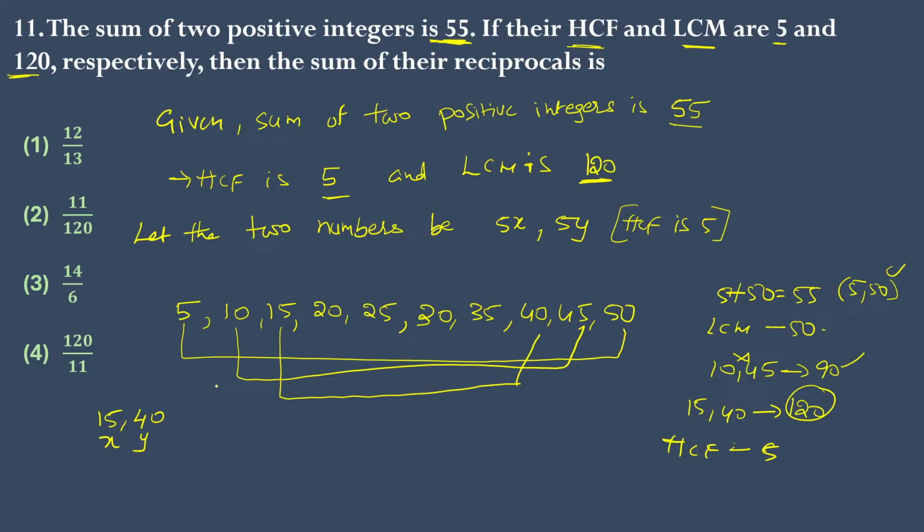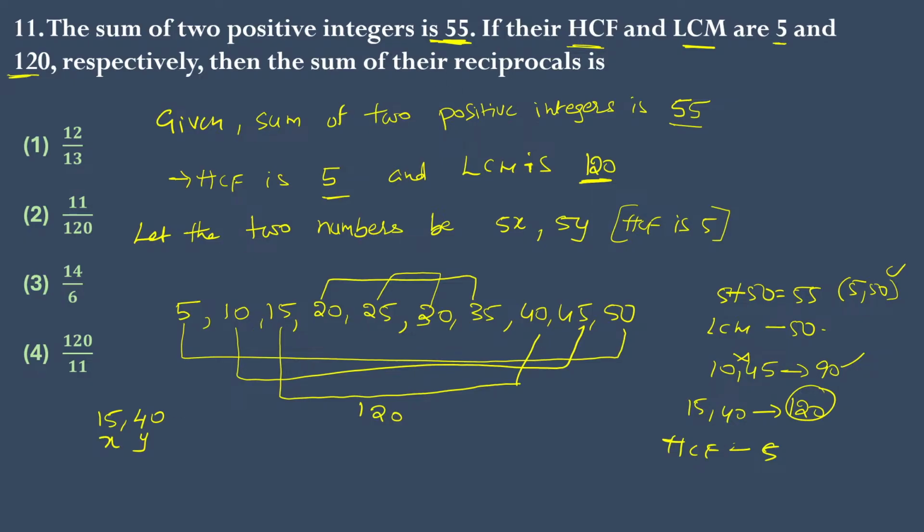There is some other way, but this is very simple. Because the sum of the two numbers is 55 and the HCF is 5, the numbers are multiples of 5. If you see 20 and 35, we get a sum of 55, but the LCM goes to 140. If you see 25 and 30, the LCM goes to 150. Here they gave the LCM as 120, so for 15 and 40, we get the LCM 120.